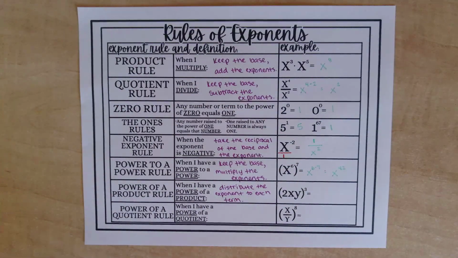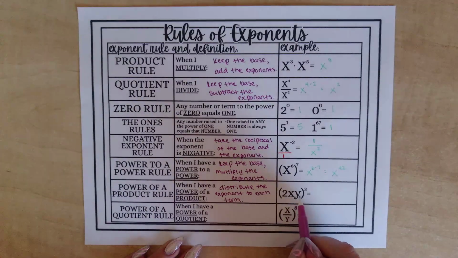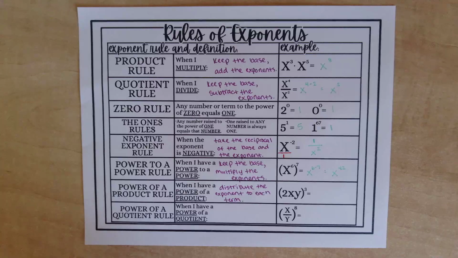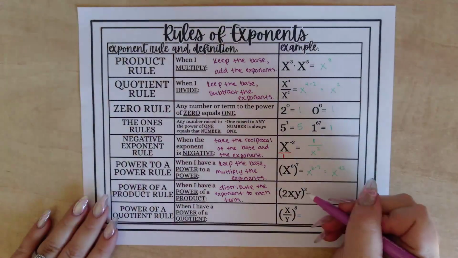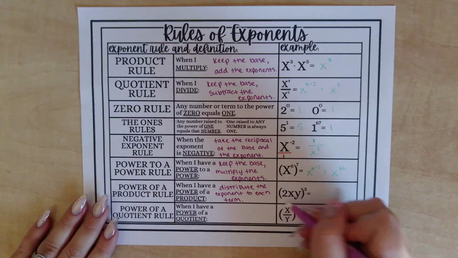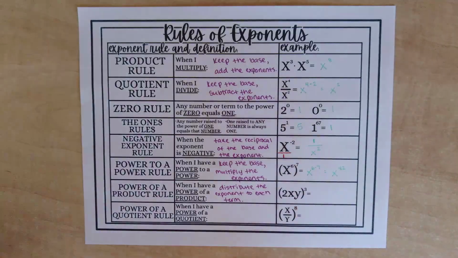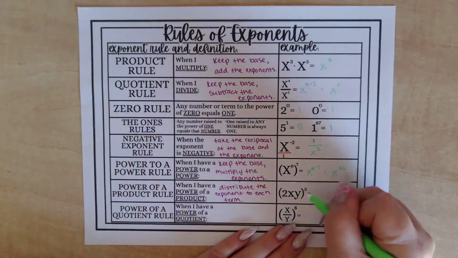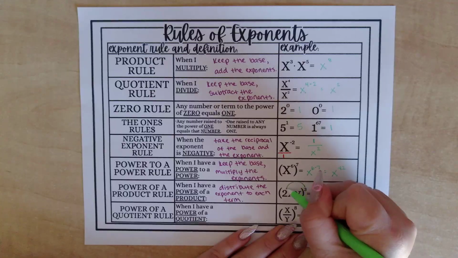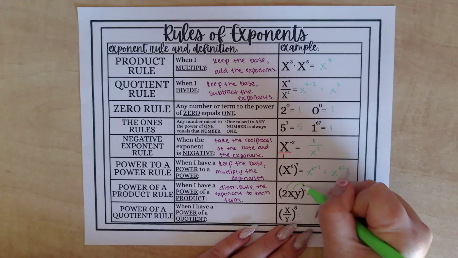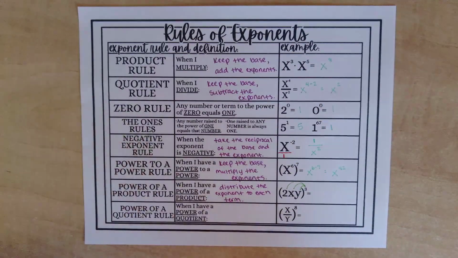this one was coming up. Notice here, I have 2 times x times y. That is your product piece. But now you also have a power attached to this entire product because it's outside of that group. It's attached to everything inside of that group. When that is the case, I have to now share this exponent here to everything.